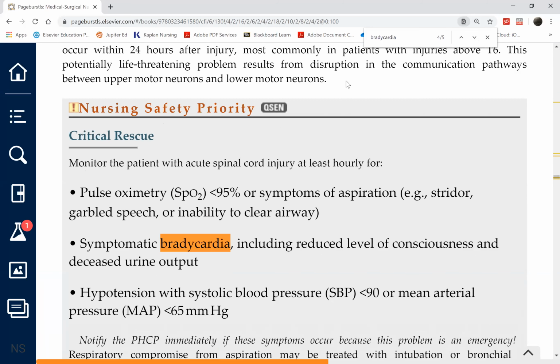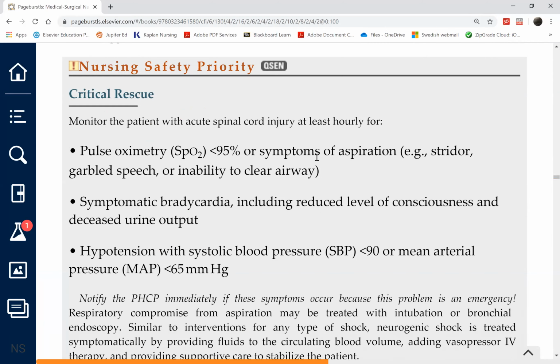This is different from spinal shock, okay? If you remember spinal shock in this chapter, spinal shock is a temporary loss of neuromuscular function, correct? Below the level of injury. This one is the true medical emergency. Neurogenic shock can result after or following acute spinal cord injury.